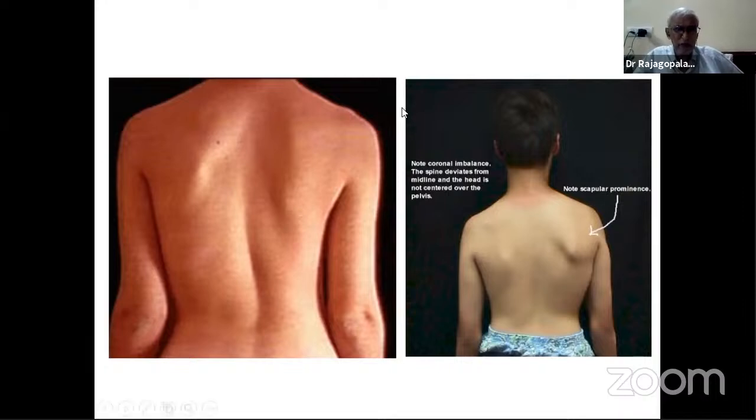In this patient also you can see the shoulder is not at the same level. You can see that the scapula is also not at the same level. But the scapula is more prominent. You are clearly seeing a spinal curvature.